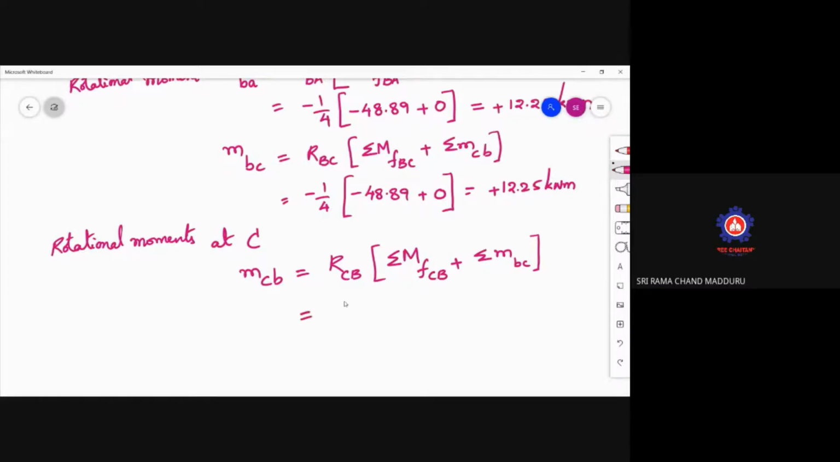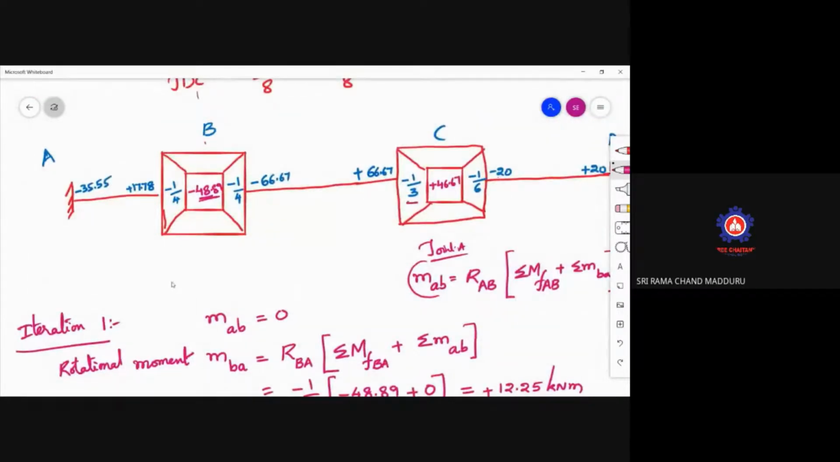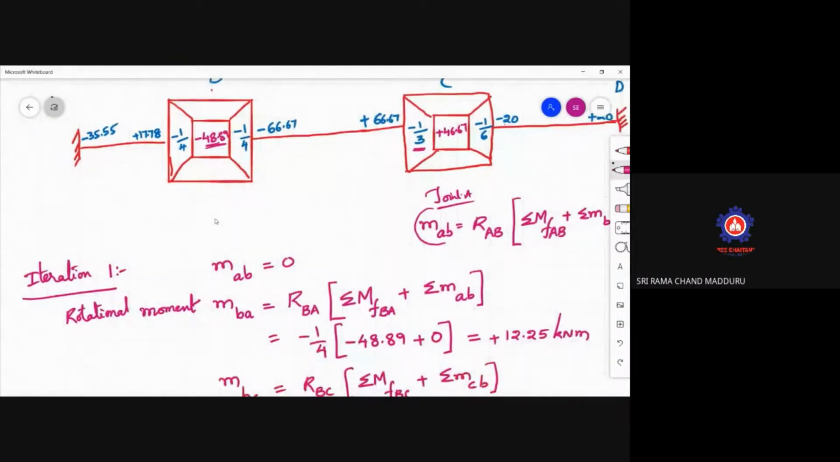So in this one, now see this RCB. What is the RCB value? Just go to your diagram, then you can understand RCB. So this is your one. The rotational factor RCB is minus 1 by 3. Before that, let me write down the rotational factors, whatever we got, we'll substitute in this equation. MAB is 0, MBA is plus 12.25. This is also plus 12.25.